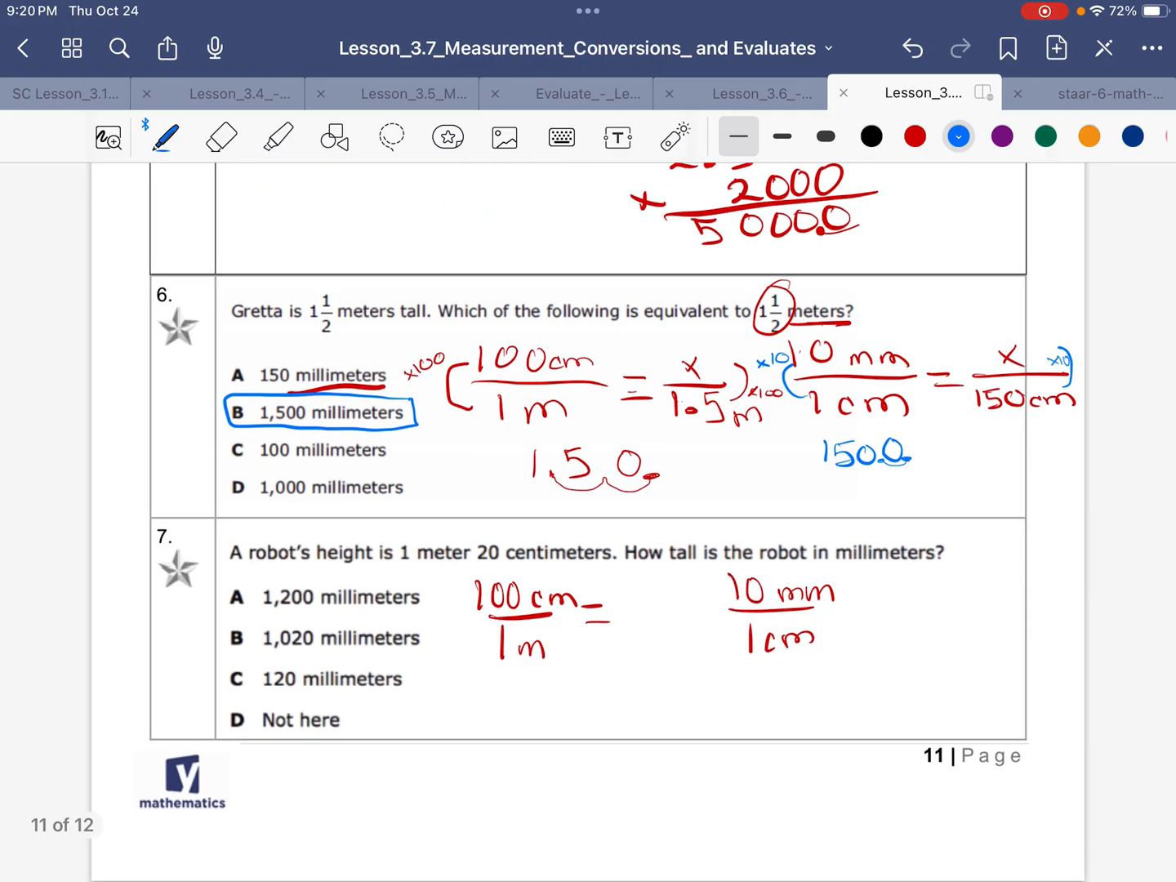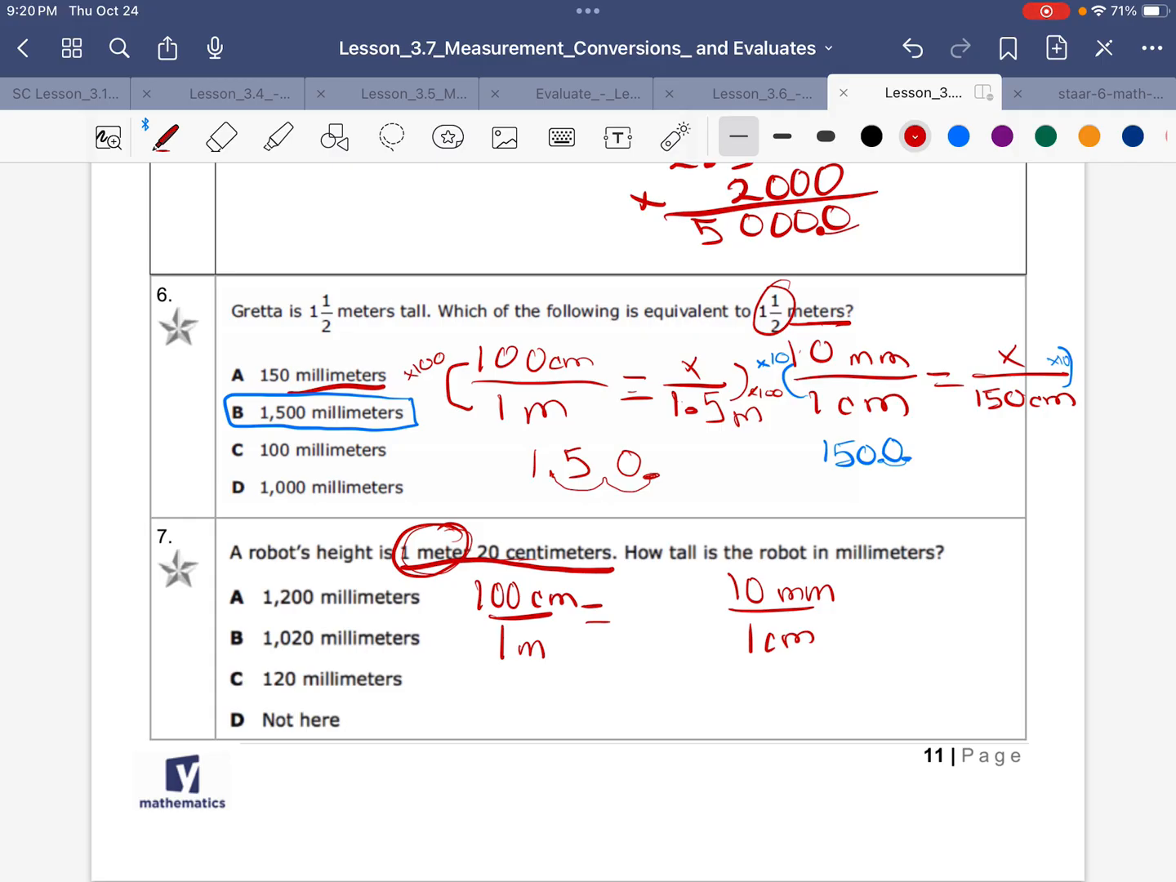Okay, robot's height is 1 meter, 20 centimeters. How tall is the robot in millimeters? Turns out I'm gonna need the same conversion, so it worked out. So what we're gonna do is convert it's 1 meter and 20 centimeters. Our 20 centimeters we're gonna add to our conversion in a second, but we gotta change this 1 meter into centimeters.